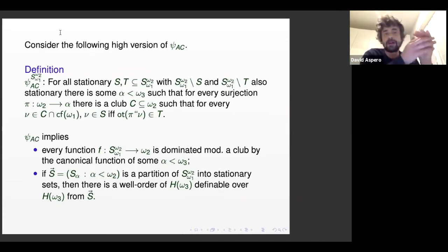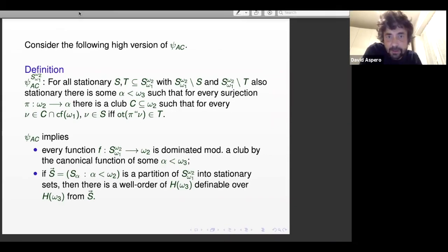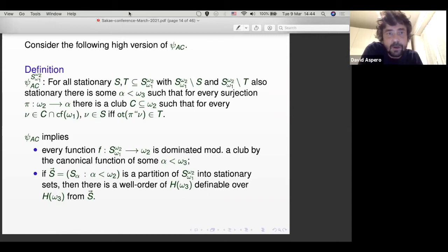This principle implies that every function from this set into omega 2 is dominated modulo club by a canonical function of some alpha in omega 3, and that if you have a partition of this set into omega 2 many stationary sets, then you have a well order of omega 3 definable from this parameter. Right? It's the same argument.